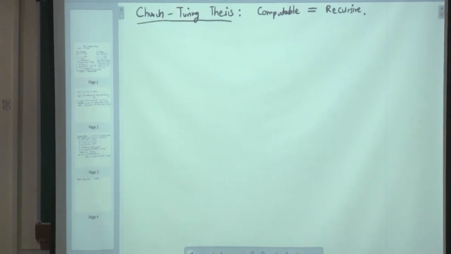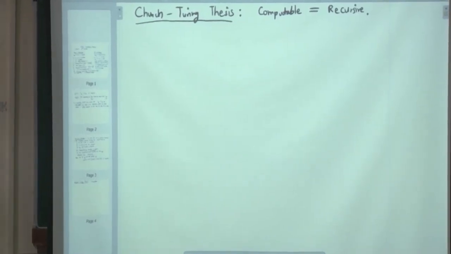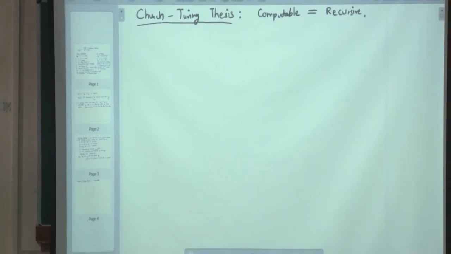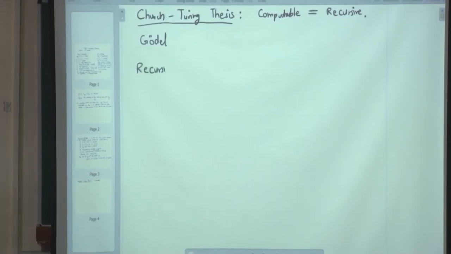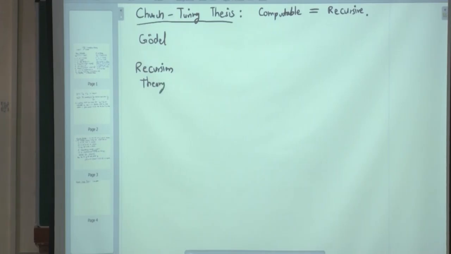Okay, so let me write down three different things. The first one was, of course, Gödel, and he came up with recursion theory. Recursion theory is the study of recursive functions that I just defined. Then the second one was Alonzo Church, and he came up with lambda calculus.